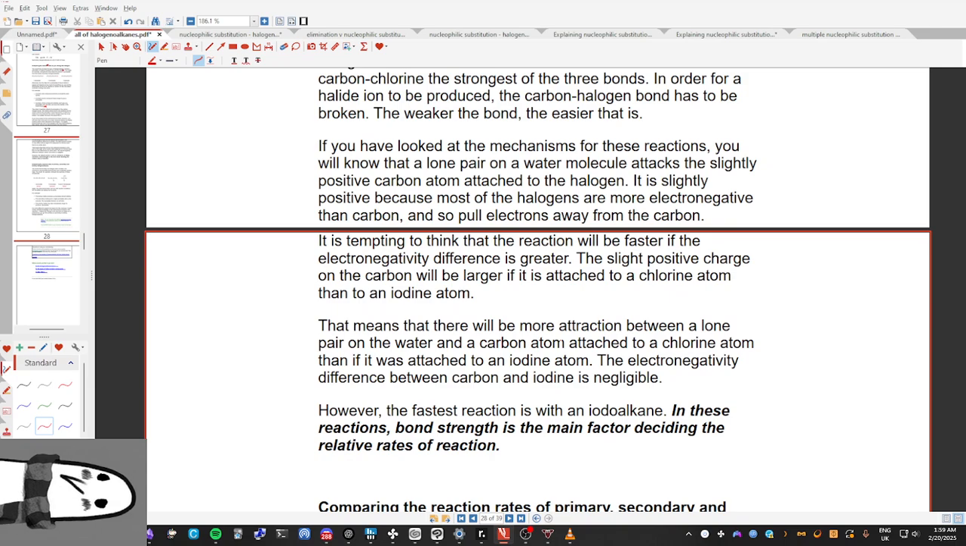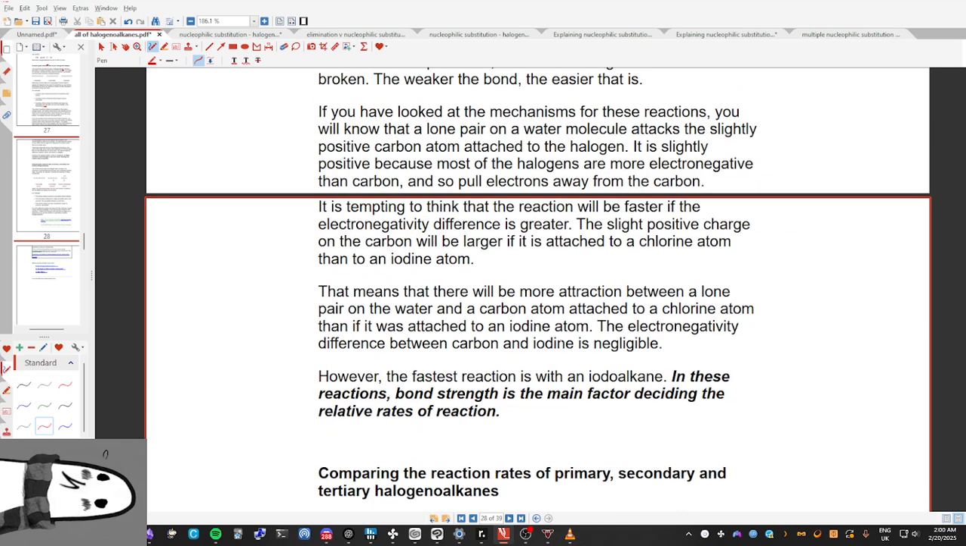Right, because they are so weak. However, the fastest reaction is going to be with iodoalkane. In these reactions, bond strength is the main factor deciding the relative rates.